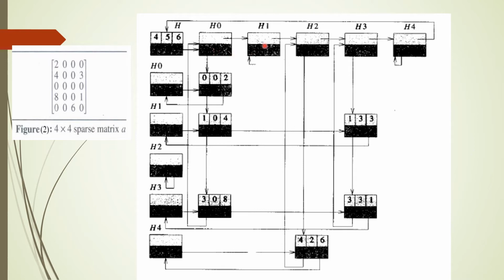So 0, 1, 2, 3, 4 header nodes. Here 5 header nodes, and here also 0 to 4, 5 header nodes. These are the header nodes. Each header node will have 3 fields: next, down, and right.